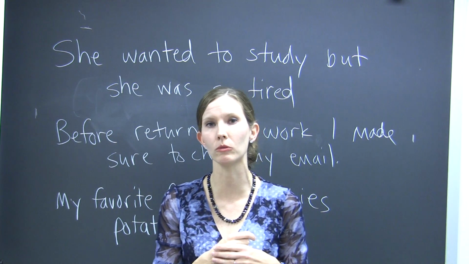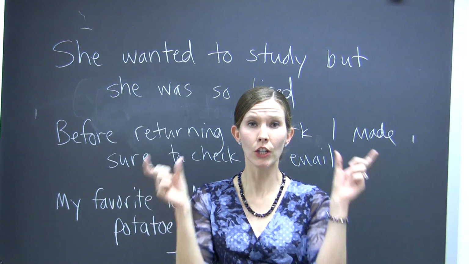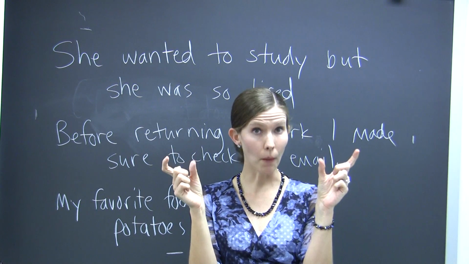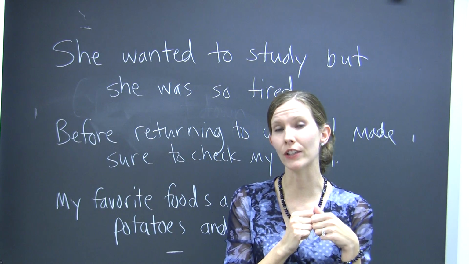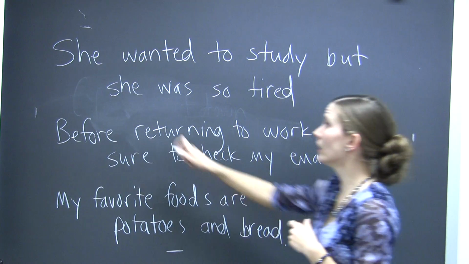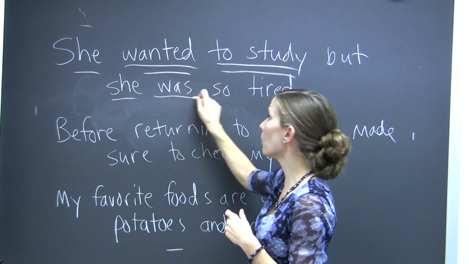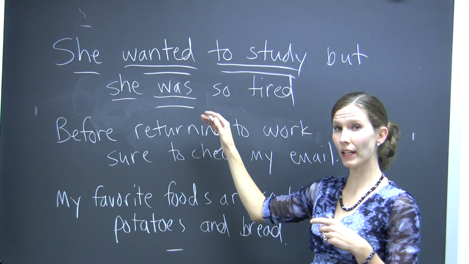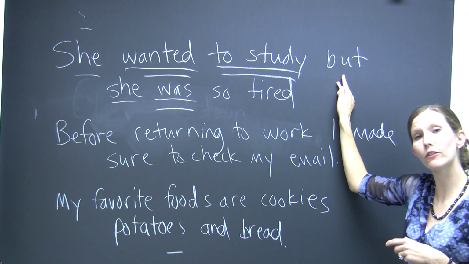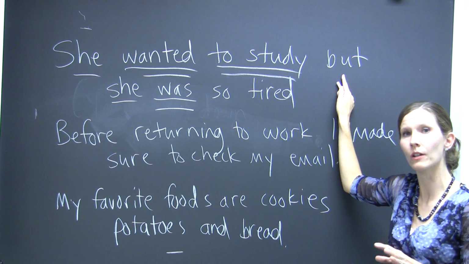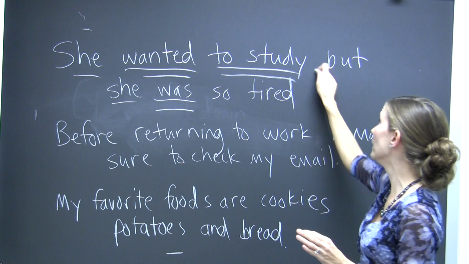So the first of the 9 comma rules you've already studied in previous chapters, and it is about the comma that goes in between 2 independent clauses in a compound sentence when those 2 clauses are joined with one of your fanboys or a coordinating conjunction. So for example, I have, she wanted to study, but she was so tired. 2 independent clauses, 2 complete sentences, joined with the word but, which is one of your fanboys or a coordinating conjunction. The rule is when you join 2 complete sentences with a fanboy, you need a comma in front of the fanboy.